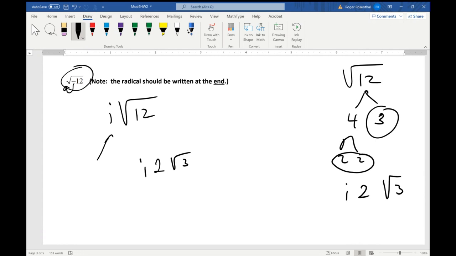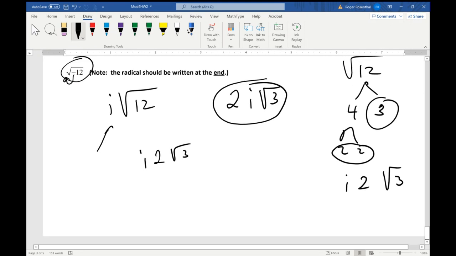And this is the point of this example. When you have an answer that looks like this, we generally put the number in front, then the i, and then the radical. So the standard way to write this would be 2 times i times the square root of 3. And that is our last example. And so we are done with this recording.